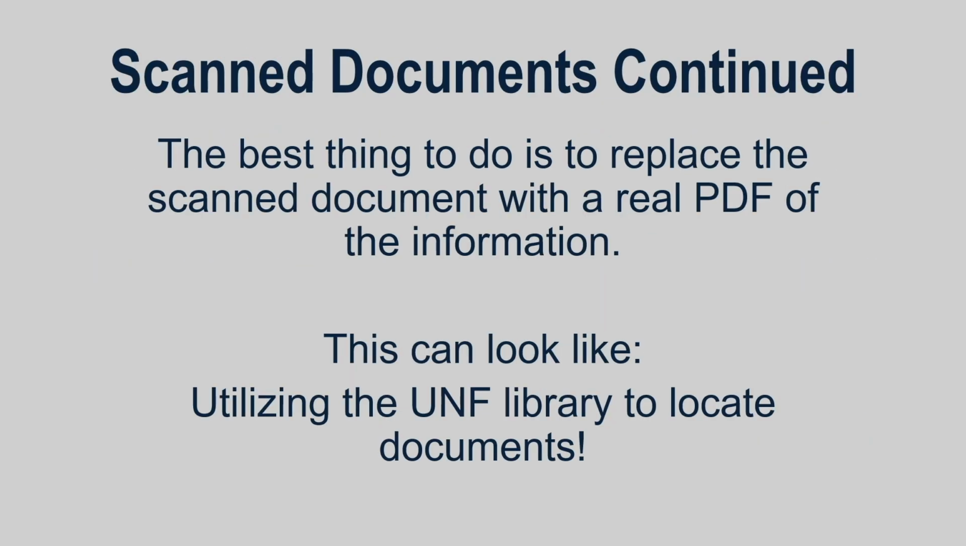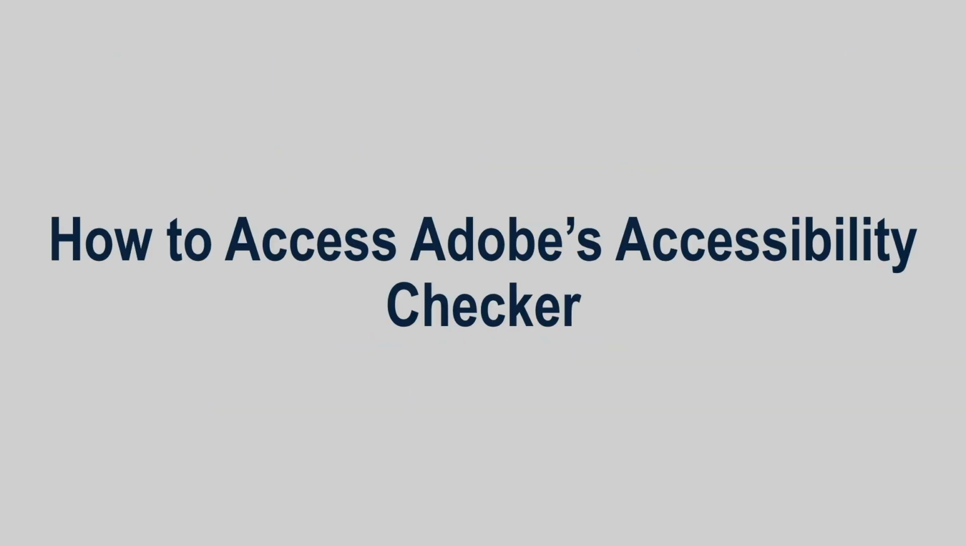The best thing to do is to replace scanned documents with a real PDF of the information. This can look like utilizing the UNF library to locate documents, or using an online textbook that has built-in accessibility features so that your students can access your course information without the worry of an accessibility barrier. Now let's open up Adobe and check out the accessibility checker.